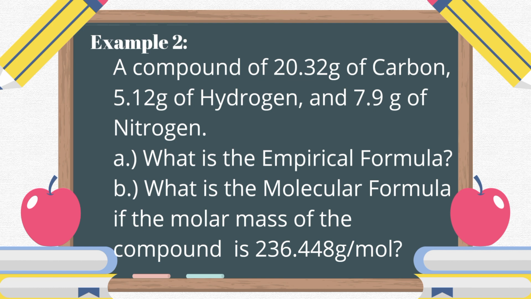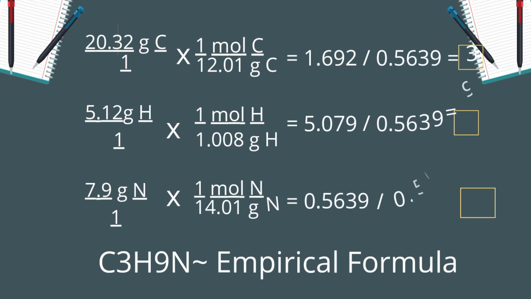A. What is the empirical formula? And letter B. What is the molecular formula if the molar mass of the compound is 236.448 grams per mole? So guys, we're gonna follow the same steps of converting each into moles. So 20.32 grams of carbon over 1 times the molar mass of carbon, which is 12.01 grams for every 1 mole of carbon. 20.32 divided by 12.01, so that's 1.692.